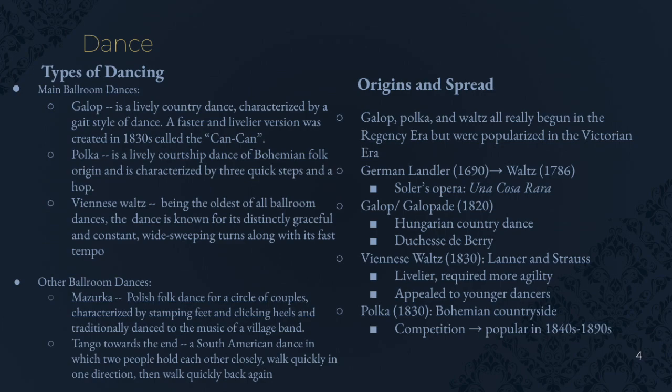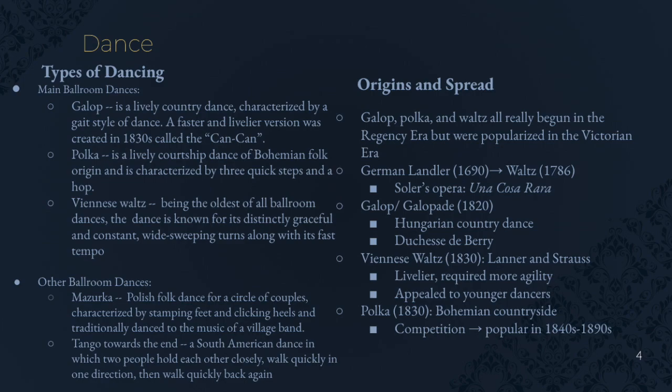Next we have the gallop, or the gallopade, which emerged in 1820. This was a Hungarian country dance, and it wasn't very well known at first, but the Duchess de Berry helped popularize it in Paris, and because of that, it was able to spread all throughout Europe in places like Vienna, Berlin, and London.